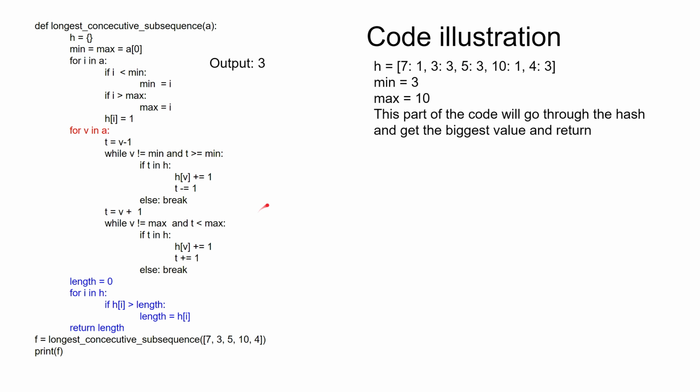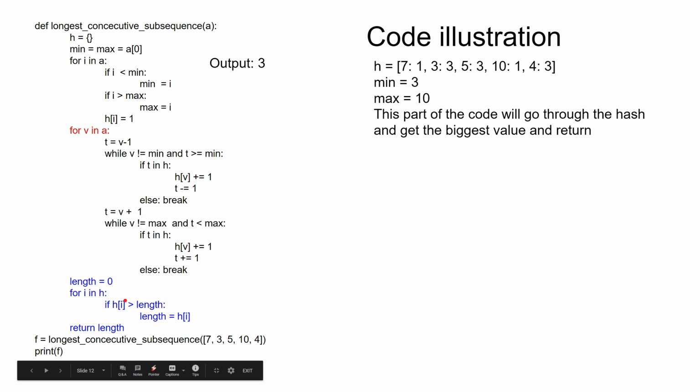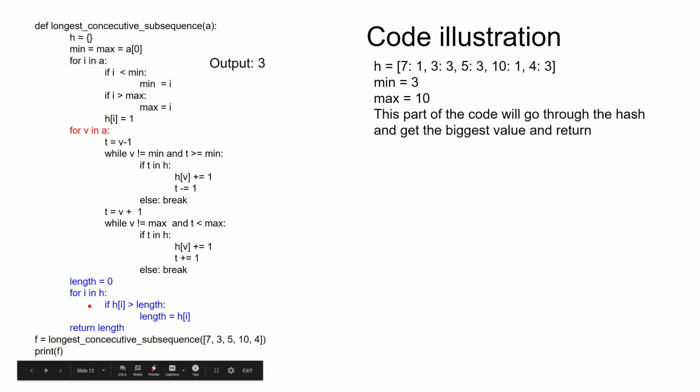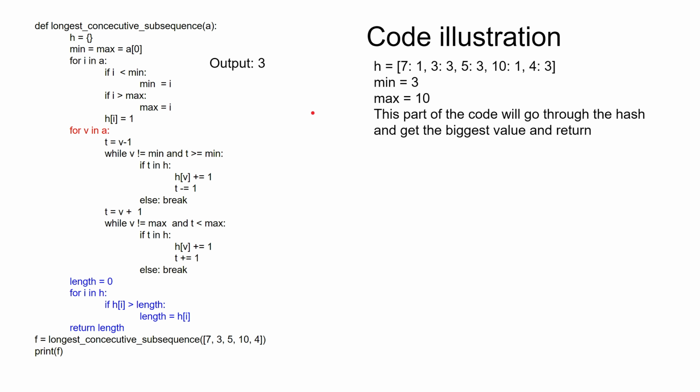This part of the code will initialize length to be 0, and then it goes through h and finds the biggest hash value, because every time it finds something bigger, it'll make that the biggest found until it goes to the end. By the time it's at the end, it has looked at everything, so it'll have the biggest, and then we'll return that. In this case, the biggest is 3, so the output is 3. The end.